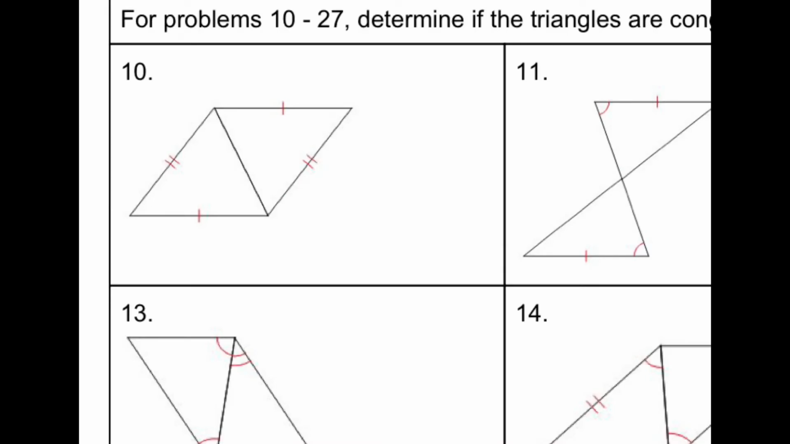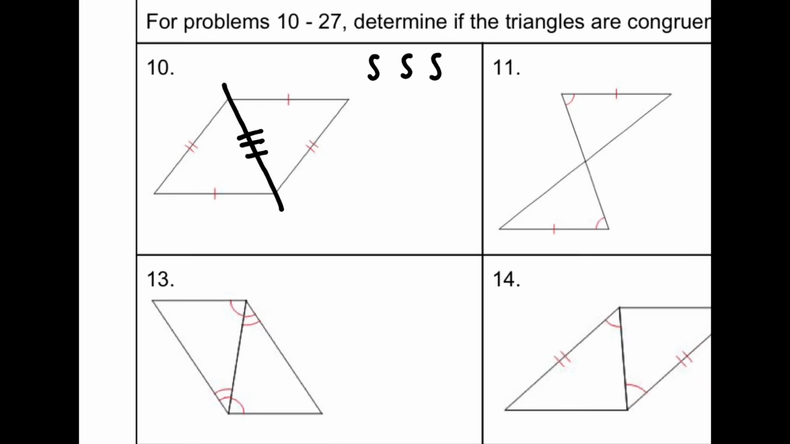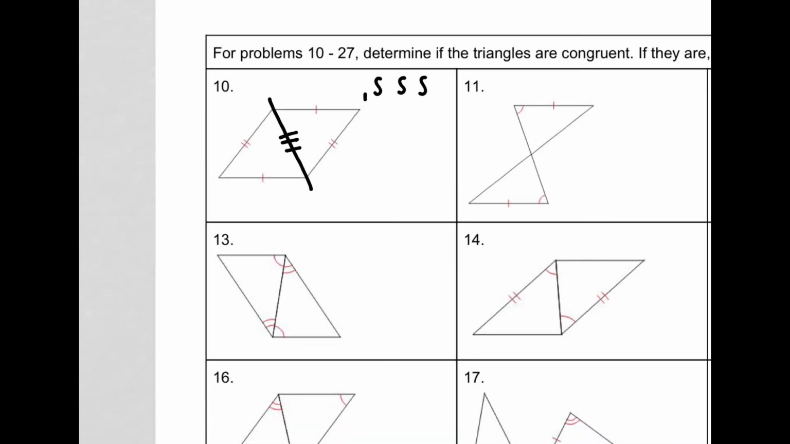So when I look at number 10, I have 2 sets of equal sides. So I have 1 set, I have 2 sets. And they share this third side, which means that's also another equal set of sides. So every time I see a matching piece, like a matching set of sides, I list it out to the right. Here, it gives you what it is. These are congruent, and they're congruent by side, side, side.